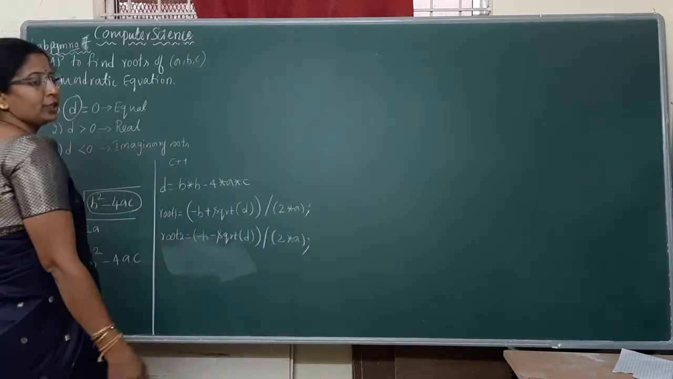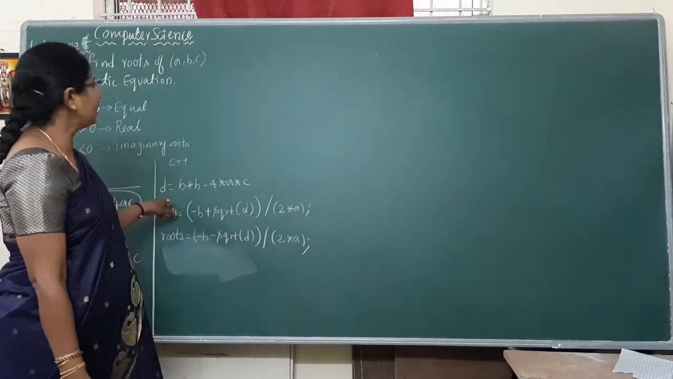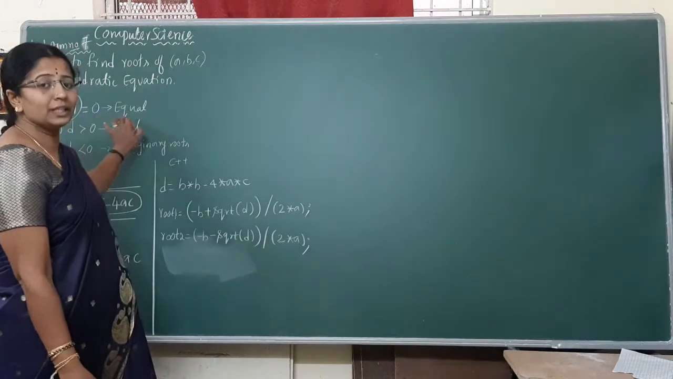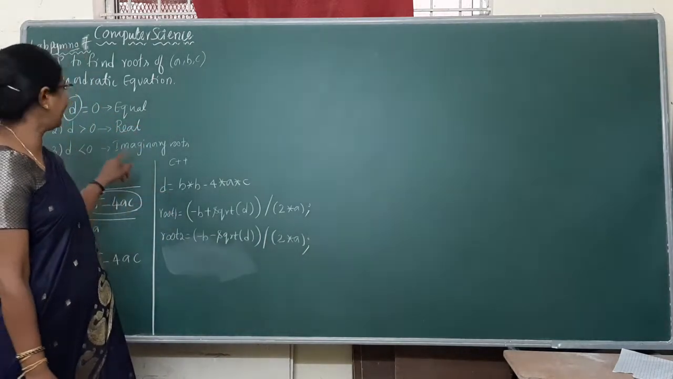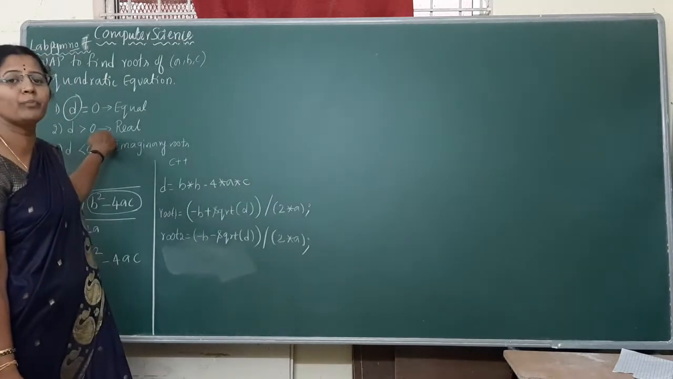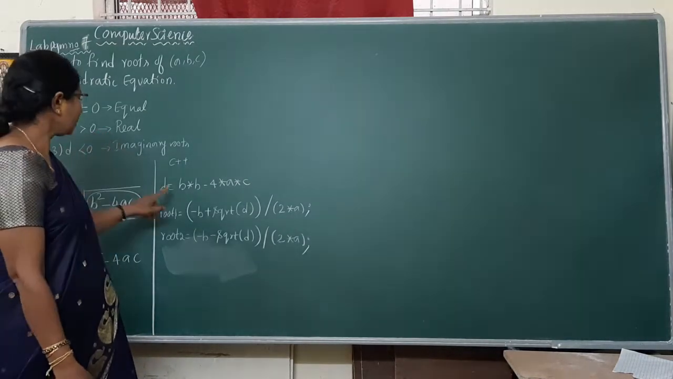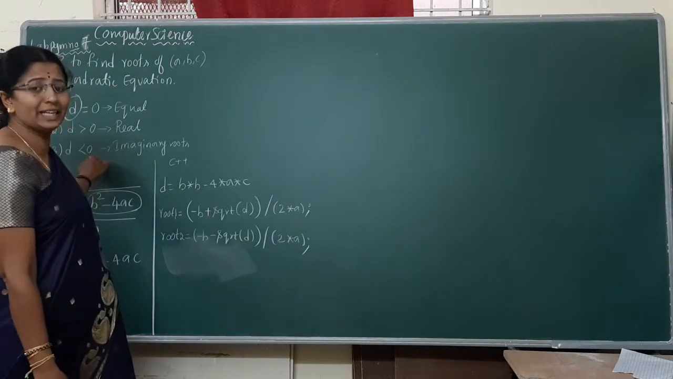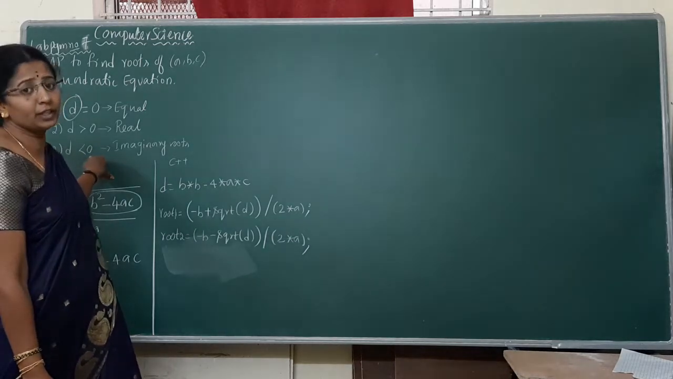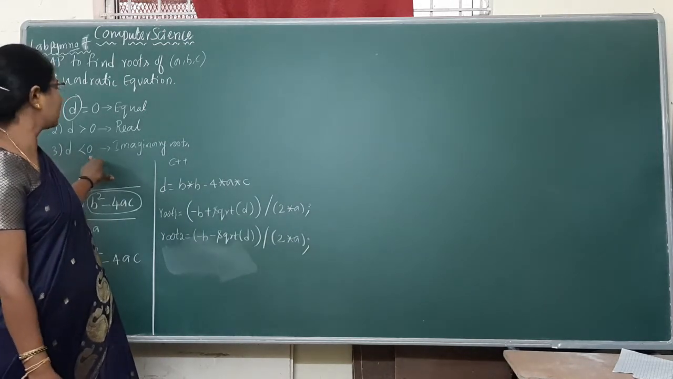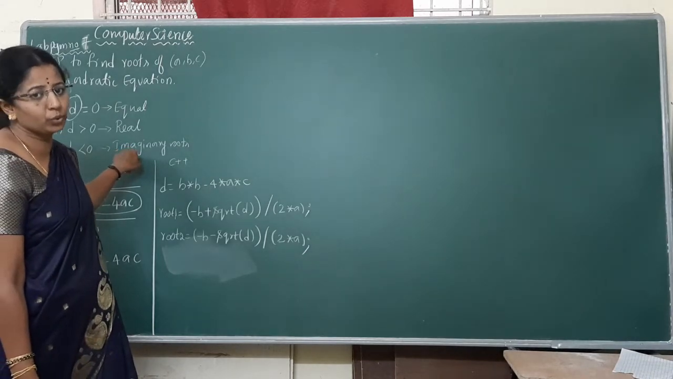These 2 roots you need to find depending on the D value. If the discriminant D is equal to 0, then the roots are equal. If the discriminant is greater than 0, then the roots are positive or real roots. If the discriminant value is less than 0, it is a negative value, then we cannot find the roots for the given coefficients, and we display the message imaginary roots.